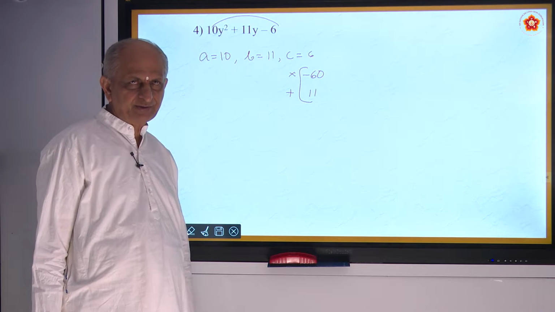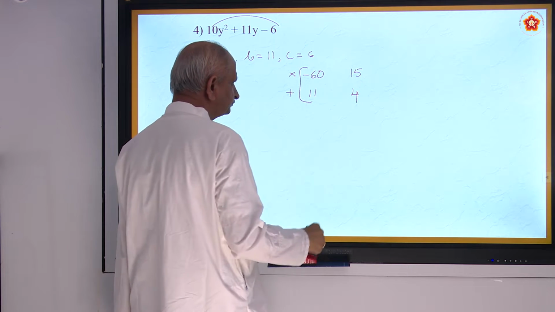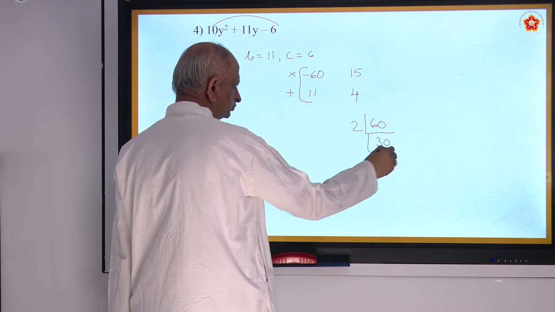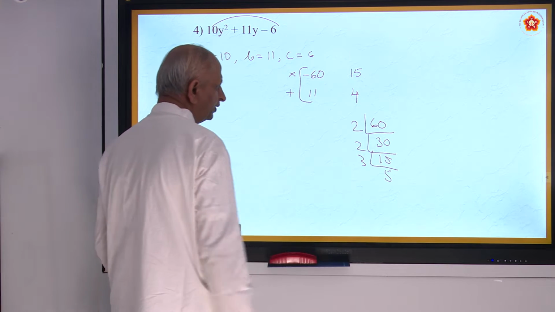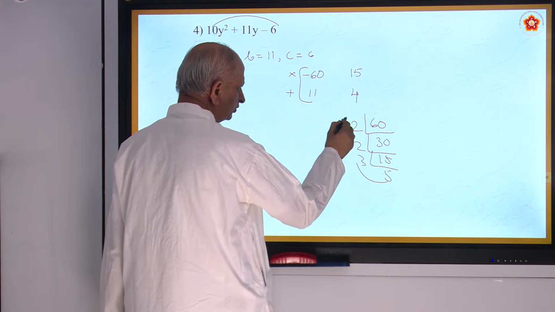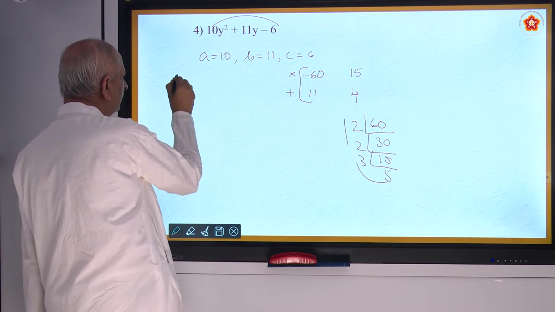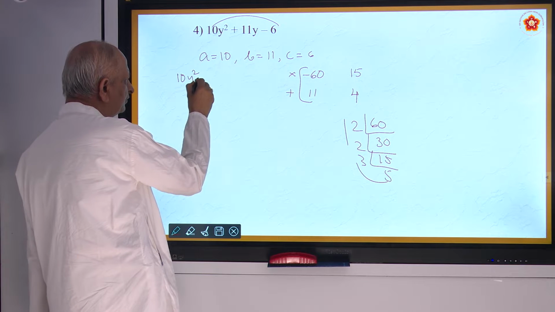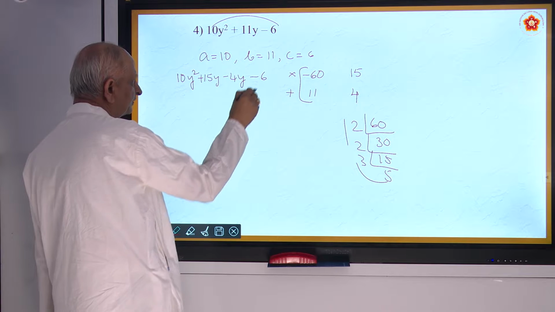You have 10 into 6, or you can say 15 into 4. Again you can divide by 2. 2 15s are. 3 5s are. Now you make a group. 3 5s are 15, 2 2s are 4. Bring it here. 10y squared. 11y means 15y minus 4y minus 6.